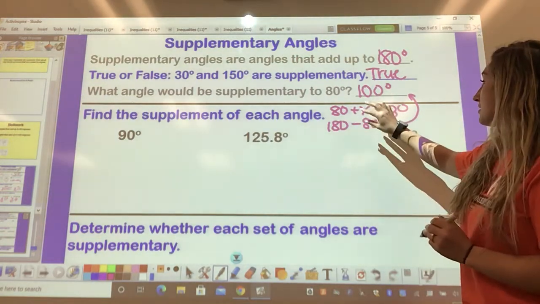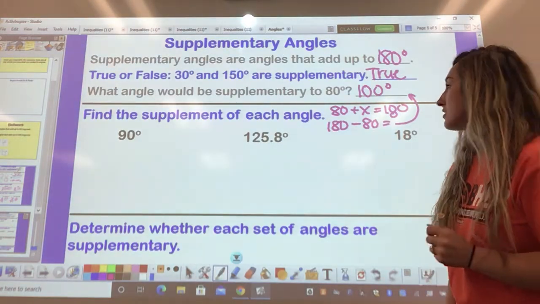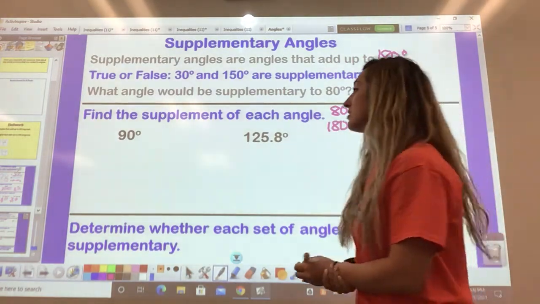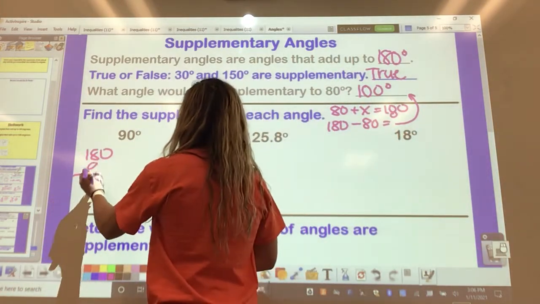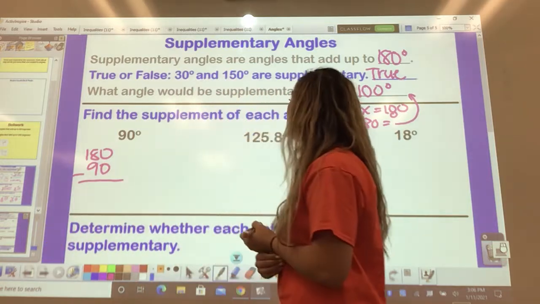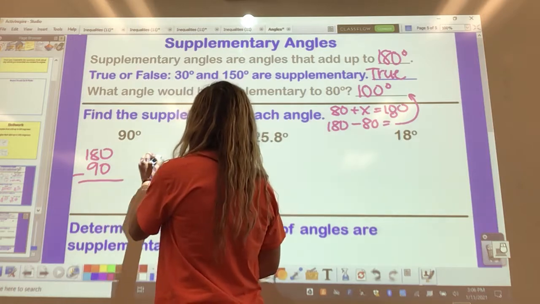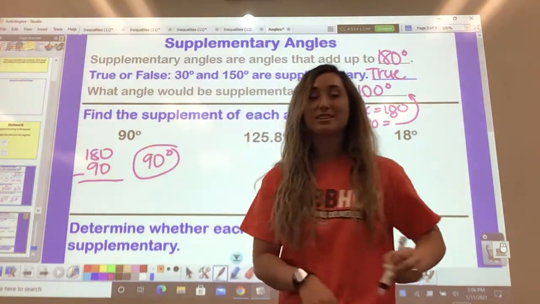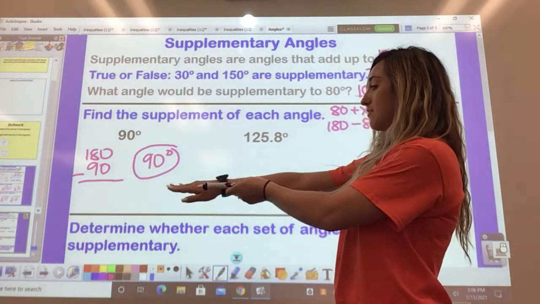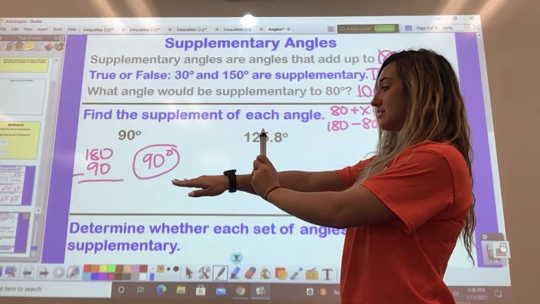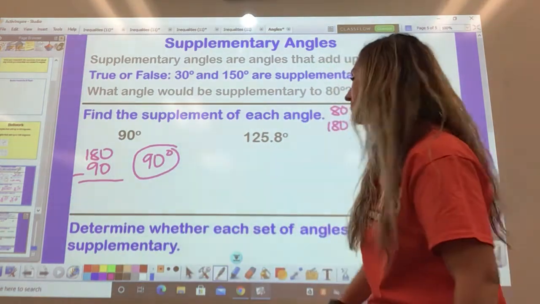So we're going to do the same thing that we just did down here to find the supplement of each of these angles. Again, I'm going to use subtraction. So we just need to take 180 minus each of these. To find the supplement of 90, we take 180 minus 90 and get 90 degrees. You can kind of picture 180 degrees is a straight line. If one of them is 90 degrees, then the supplement would be the other 90 degrees. I don't know if that visual makes sense, but I tried.